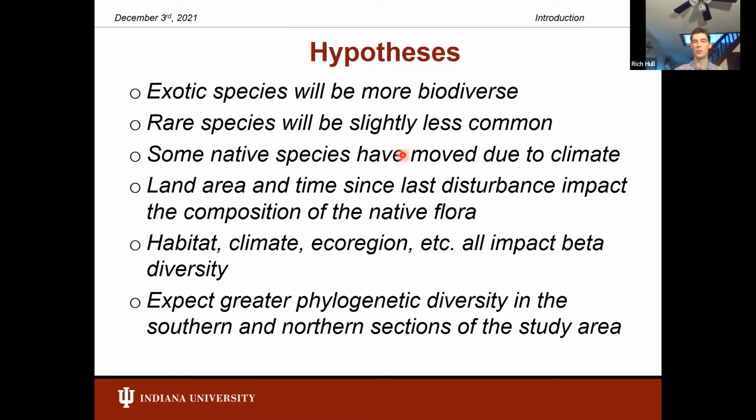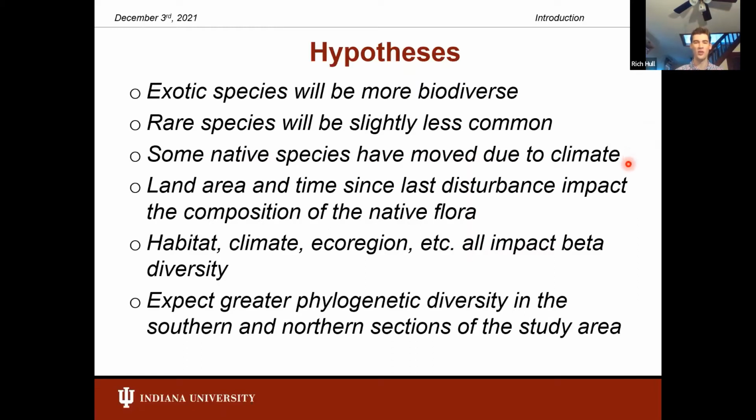Secondly, rare species will be slightly less common than in the past. I don't think they'll be much rarer because there are high quality regions maintained by land trusts in the state and by the Indiana Department of Natural Resources.